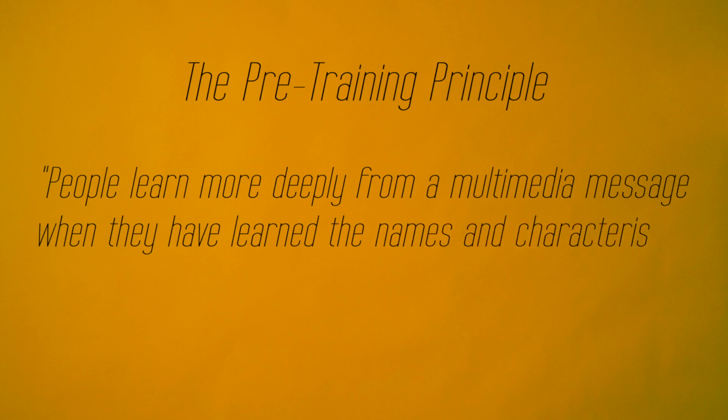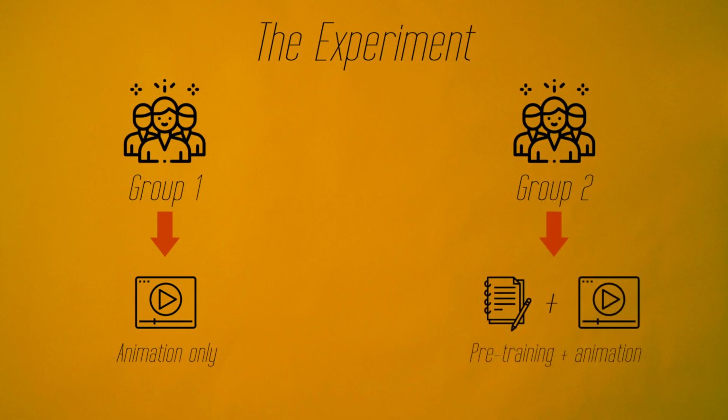The idea behind the pre-training principle says that people learn more deeply from a multimedia message when they have learned the names and characteristics of the main concepts. Experiments were run where two groups of students followed a narrated animation on how brakes worked. One group had just the animation to learn from, the other group had pre-training on the names and characteristics of the main parts covered. 13 out of the 16 times that the experiment was run, the group that had the pre-training performed better on transfer tests.